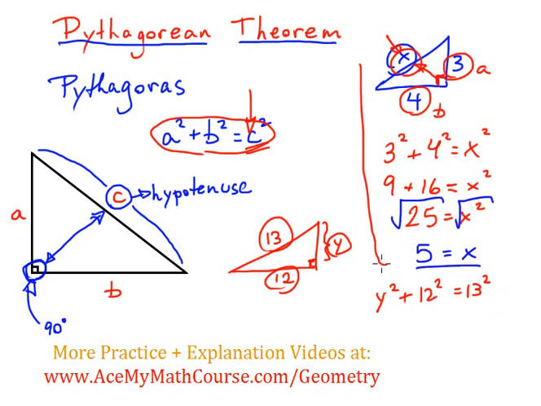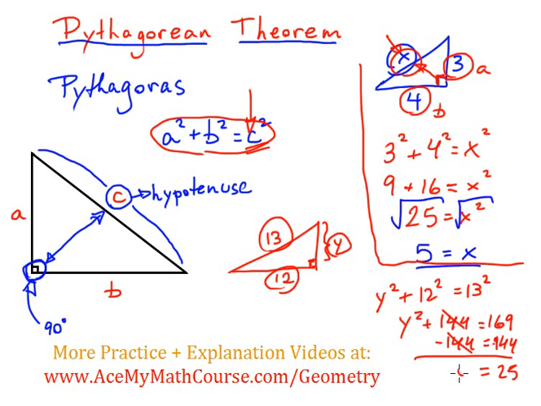Okay, actually let me just box this off. So y squared plus 12 squared. What is 12 squared? 12 times 12 is 144. 13 squared is 169. Now, I want to solve for y, right? So I can subtract 144 from both sides of the equation. What do I get? I get 25. 169 minus 144 is 25.